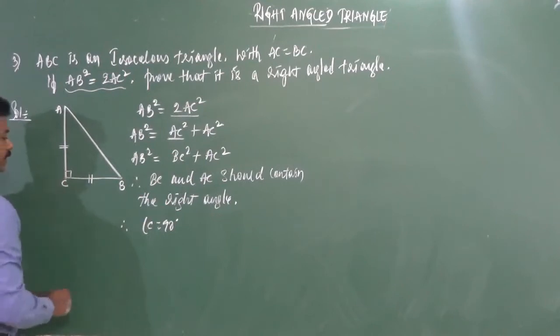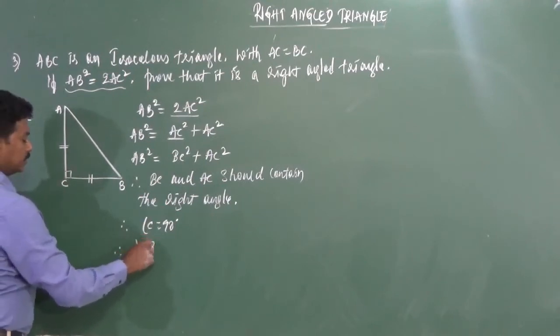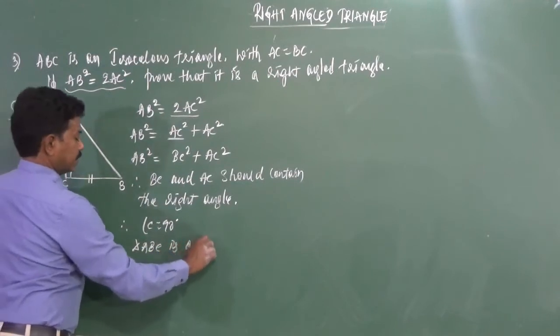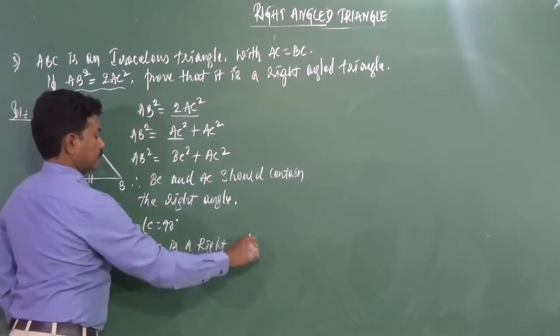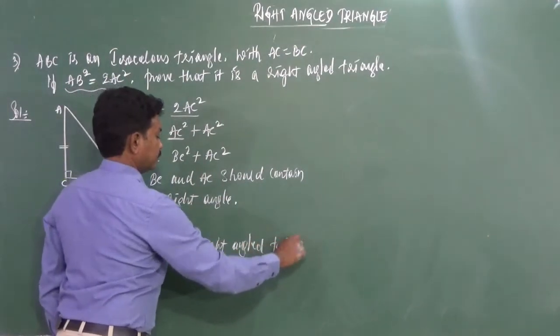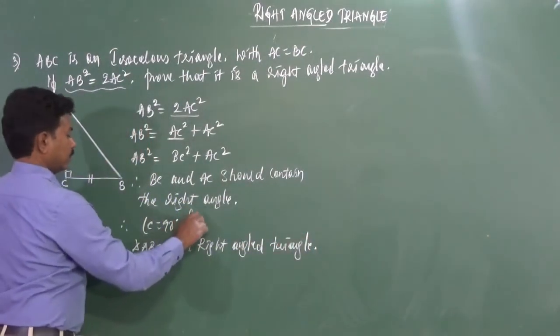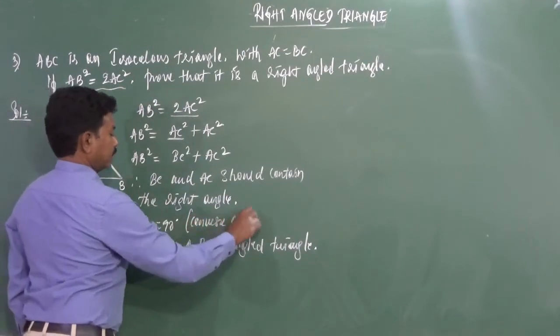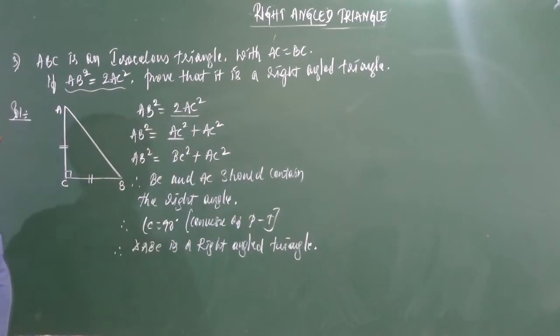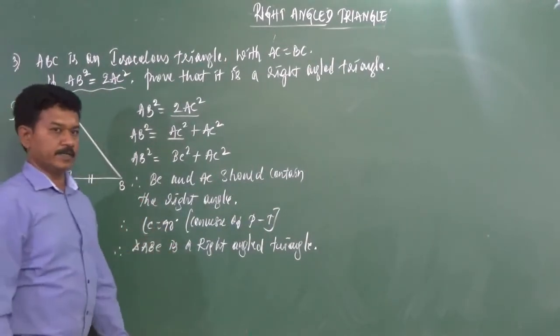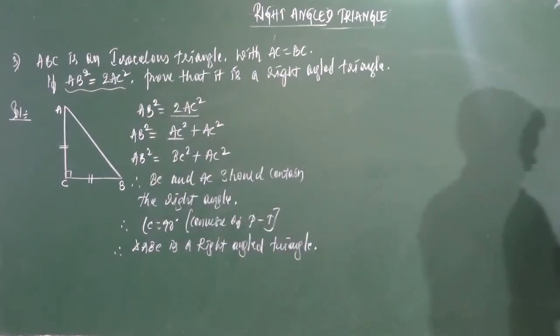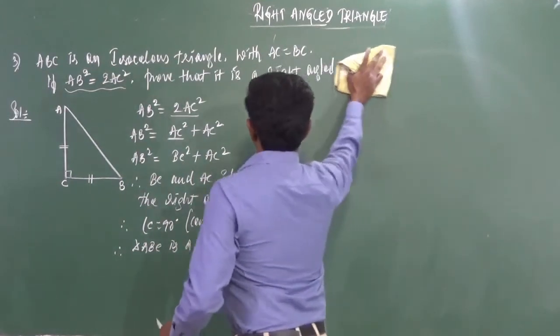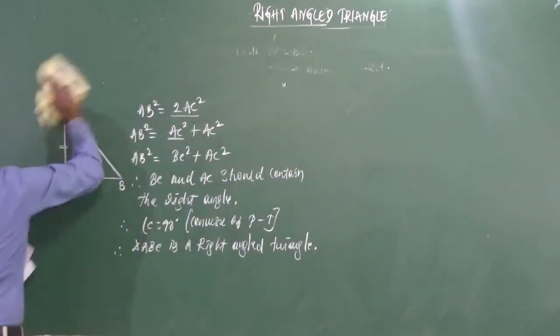So if angle C becomes 90 degrees, therefore triangle ABC is a right angled triangle. Right. So this is according to converse of Pythagoras theorem. Right. So very simple, but you have to apply the converse very effectively. Okay, let us get into the next problem.